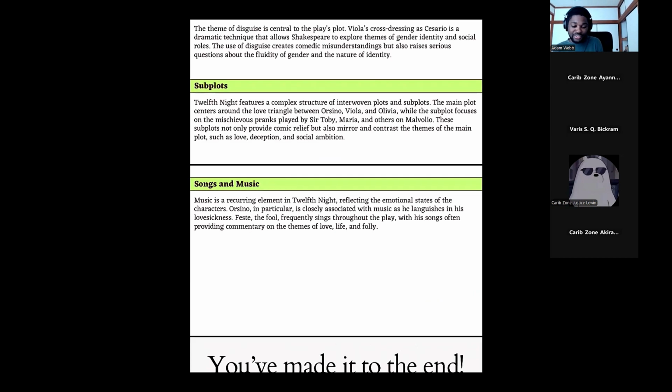All right, the final device I want us to look at is music, right? Music is a recurring element in 12th Night. We see it over and over again, reflecting the emotional states of the characters. Orsino, in particular, is closely associated with music as he languishes in his love sickness. Feste the Fool frequently sings throughout the play, with his songs often providing commentary on the themes of love, life, and folly.